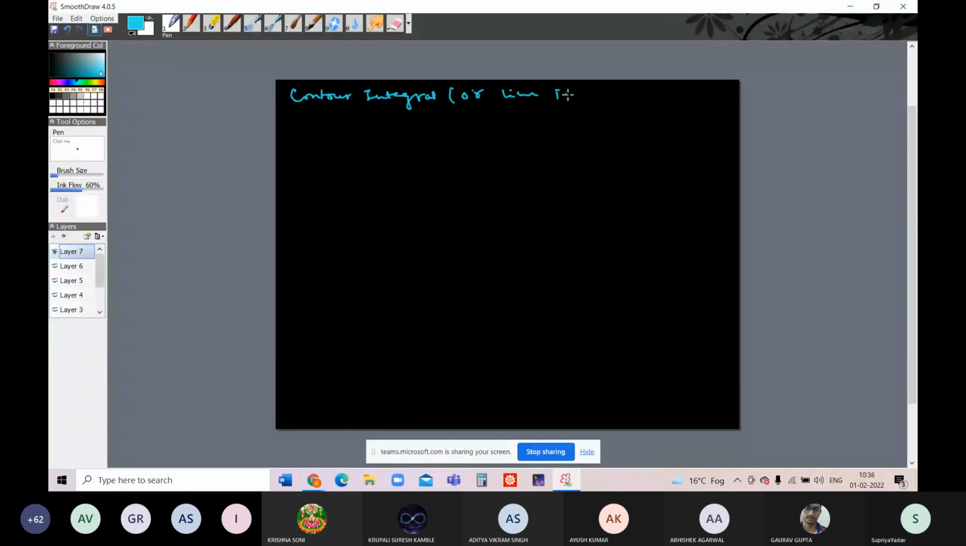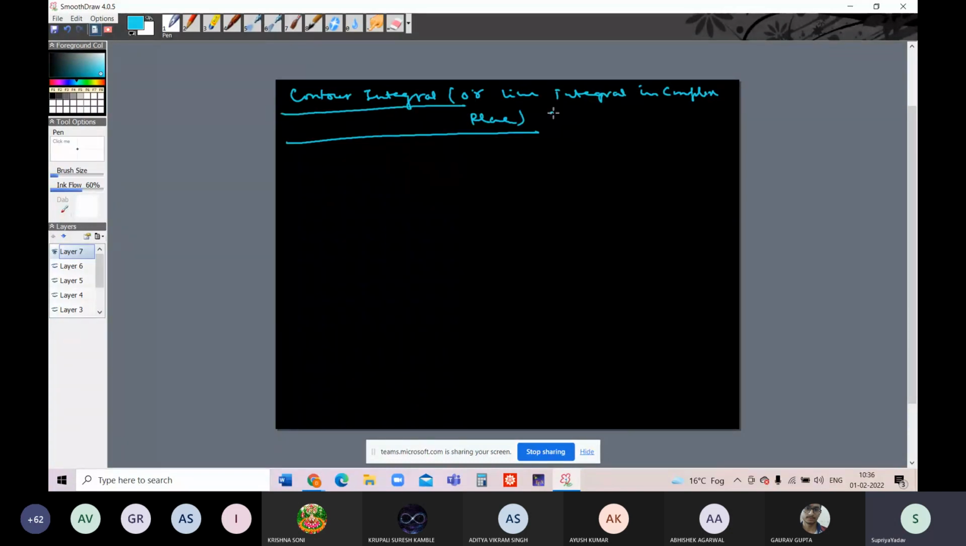The next important topic is contour integral or line integral in the complex plane. This is the same as what we have studied about the line integral in the two-dimensional plane. We studied line integral, surface integral and volume integral in Mathematics 1. So in the same way it is also defined here.